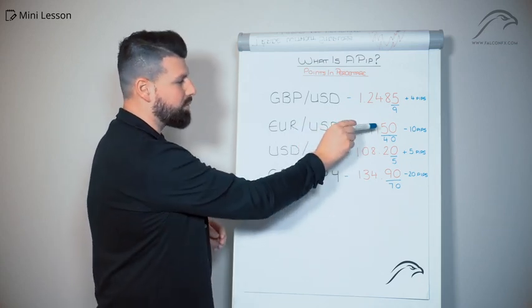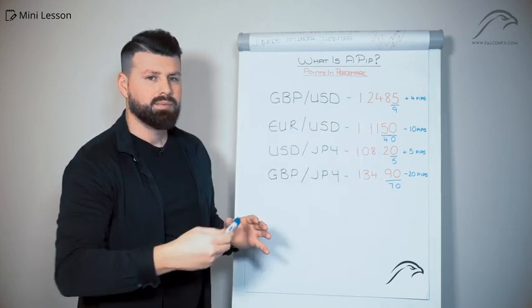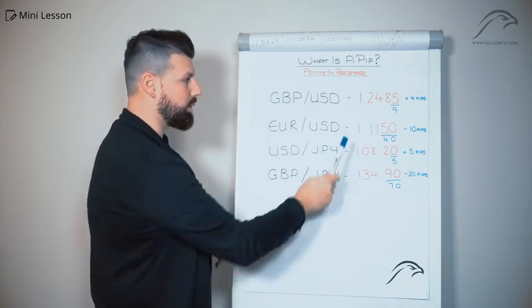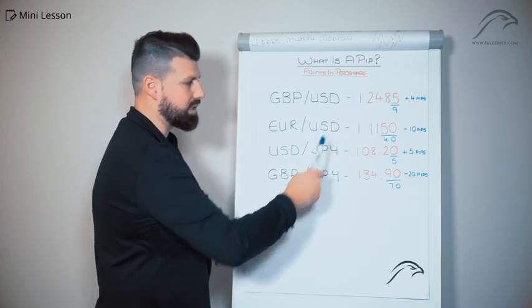Now, what you may see on your broker sometimes is another decimal place, but you don't need to focus on that. You just ignore that. We're quoted to the 4th decimal place. These are the figures that you need to focus on.